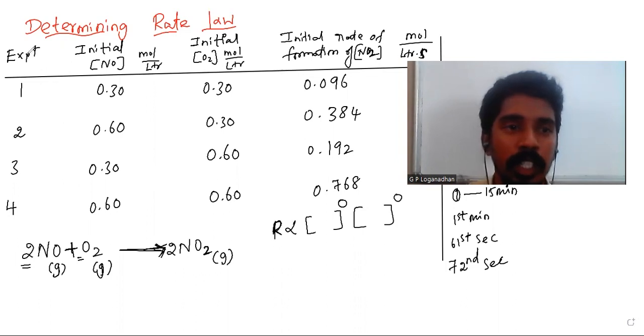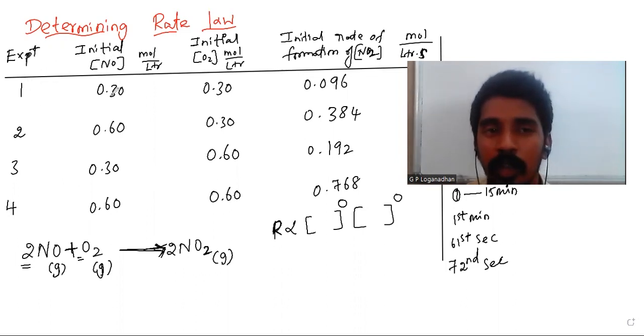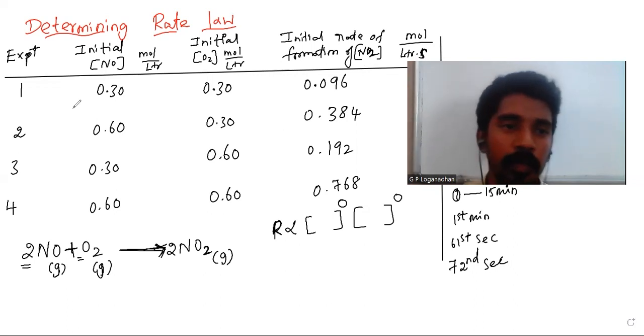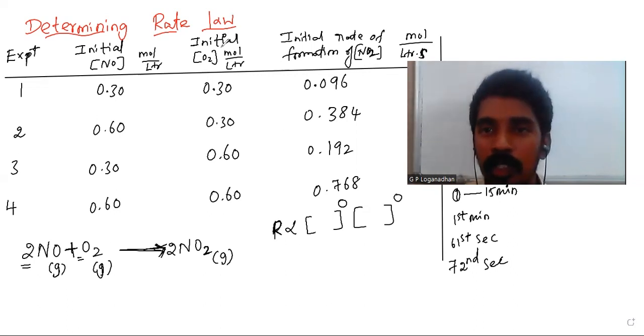In the first experiment, the initial concentration of NO is 0.30 mole per liter, and the initial concentration of O2 is 0.30 mole per liter. Then the rate of the reaction, or rate of formation of NO2, is 0.096 mole per liter per second. It means that in 1 second, 0.096 mole per liter of NO2 is formed.